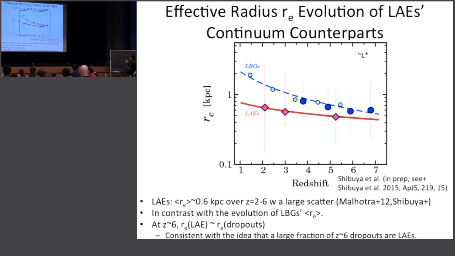LAEs do not show significant evolution, but Lyman break galaxies show significant evolution, and at around redshift 6 they are touching. So in other words, maybe these LBGs and LAEs have different selections, but maybe you are looking at very similar galaxies at redshift 6, because many of the Lyman break galaxies show the Lyman-alpha emission line.